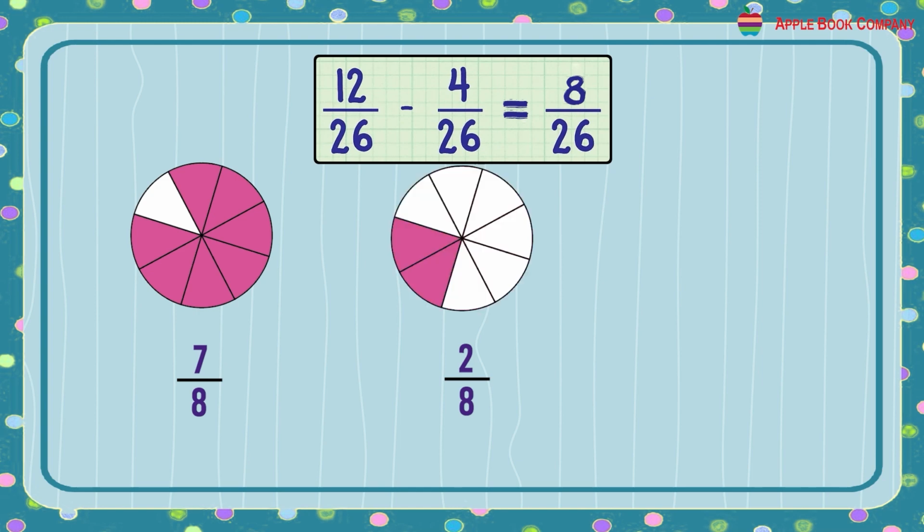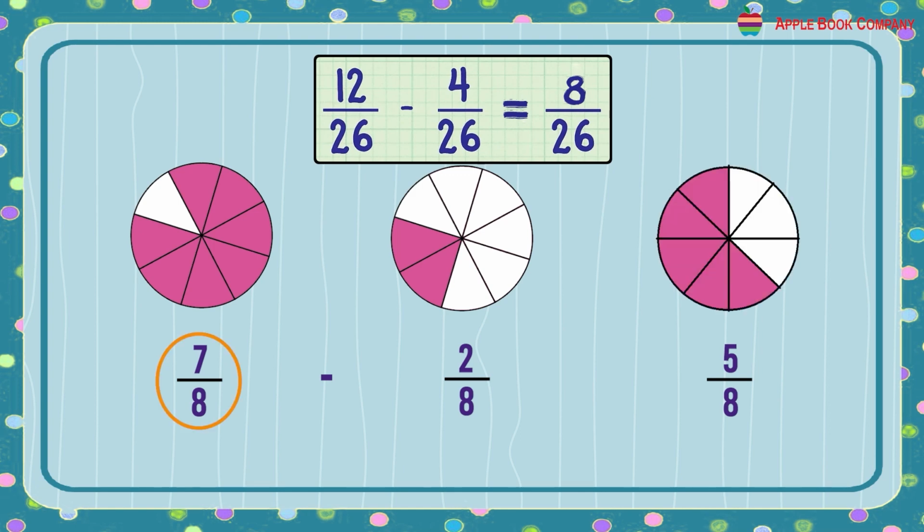So how will you subtract 7 by 8 minus 2 by 8? The denominator stays the same. So write 8 in the denominator in your answer and simply subtract 7 minus 2. That gives you 5, 5 by 8. Now represent this 5 by 8 in your circle. So 7 by 8 minus 2 by 8 gives you 5 by 8.